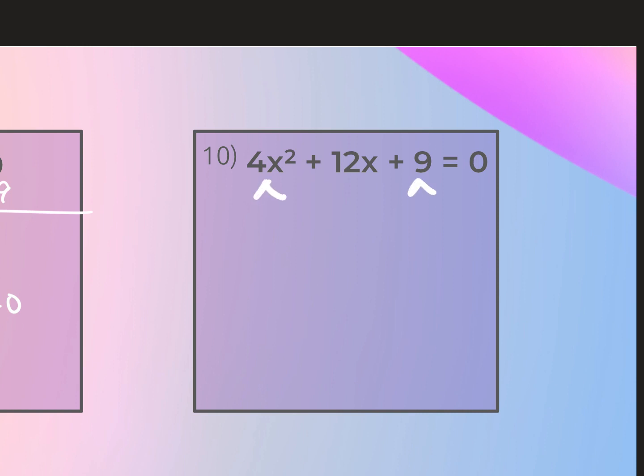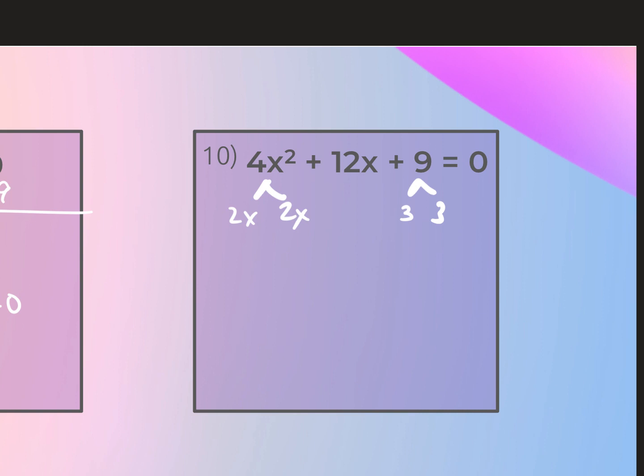Is this a perfect square trinomial? Well, let's think. 2x and 2x, right? 3 and 3. And then how do you figure out if this is a perfect square trinomial? A times b times 2? What's 2x times 3? 6x times 2. Does it give me 12? Yes, so this is a perfect square trinomial.